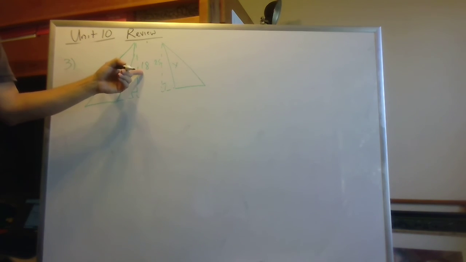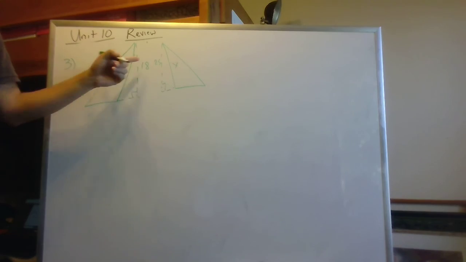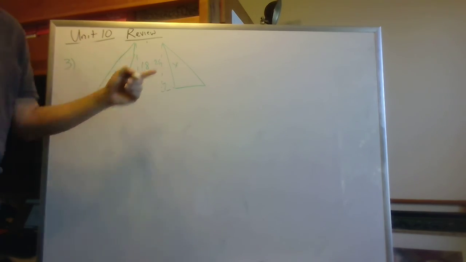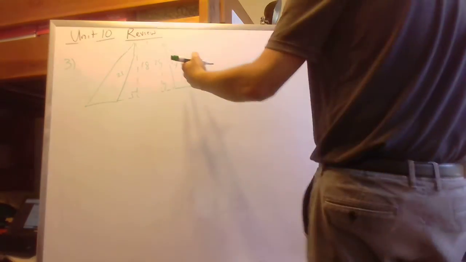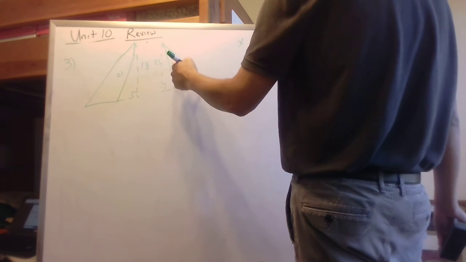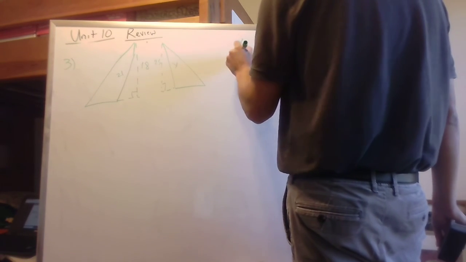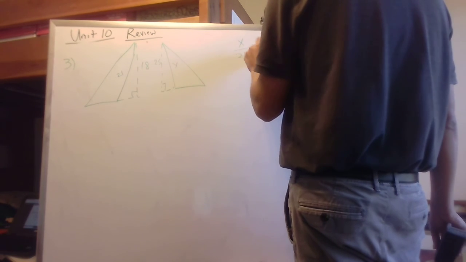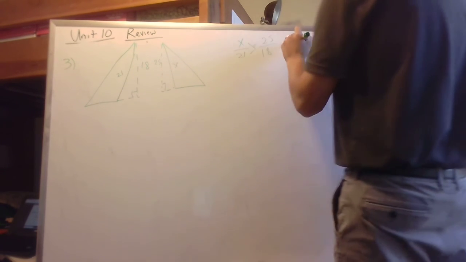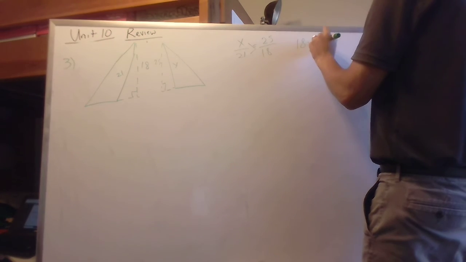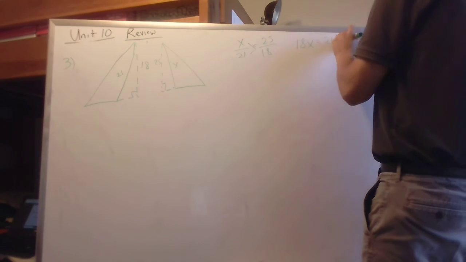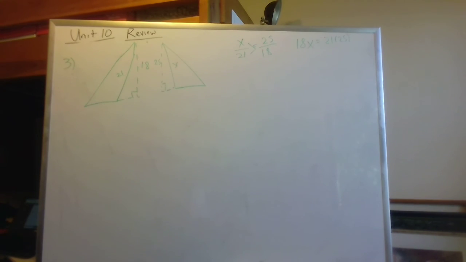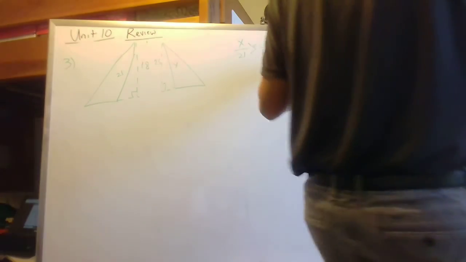We have a height of 18 for one, a height of 25 for the other, and 21 for this side and x for the other. So it wants us to solve for x. So we're just going to do a proportion. We're going to go x over 21 is equal to this height, 25 over 18. And then we're going to cross multiply, and we get 18x equals 21 times 25. Doing the math, 21 times 25 is 525.